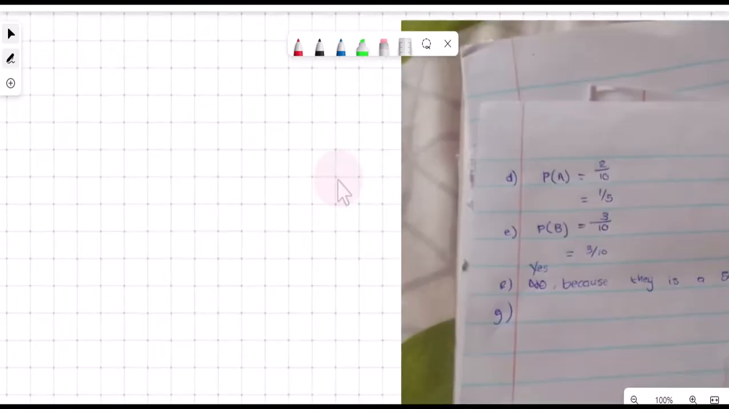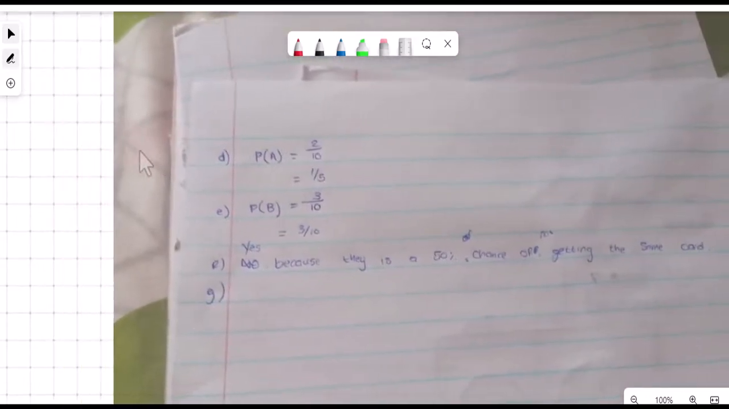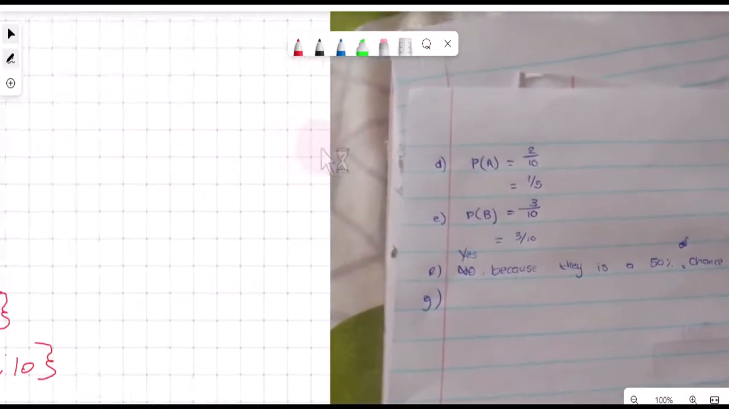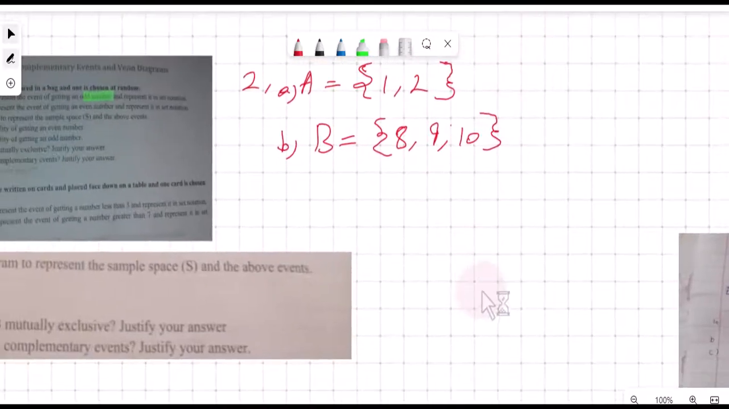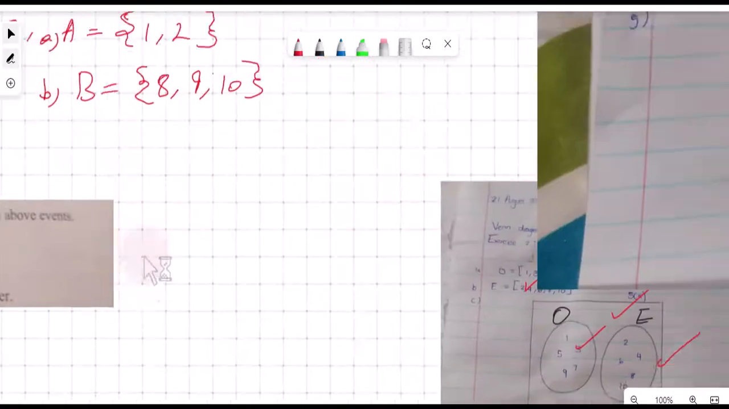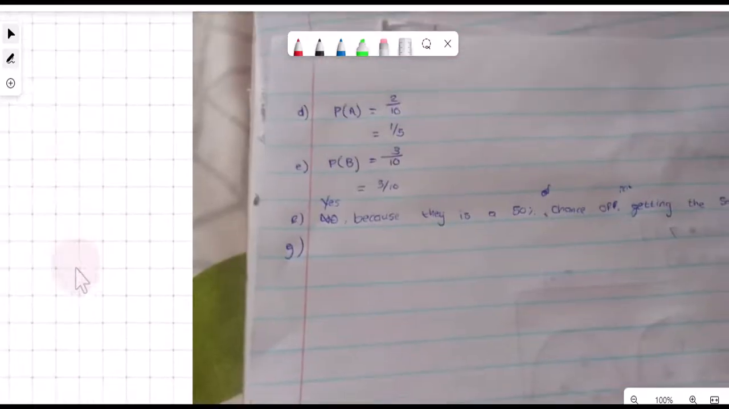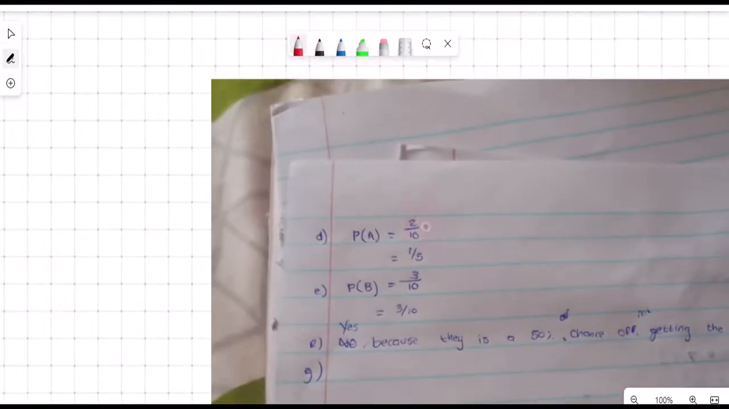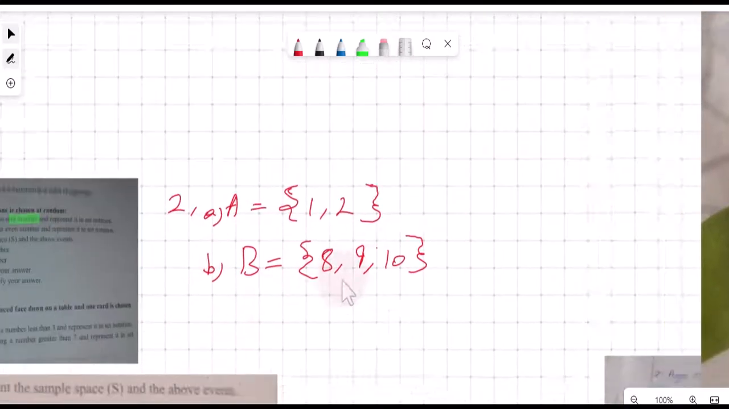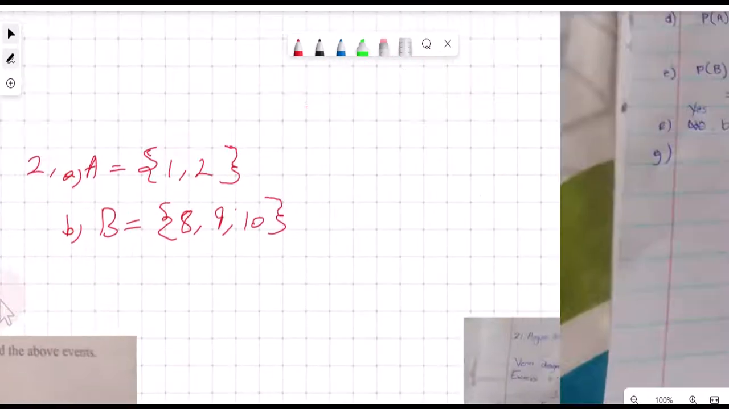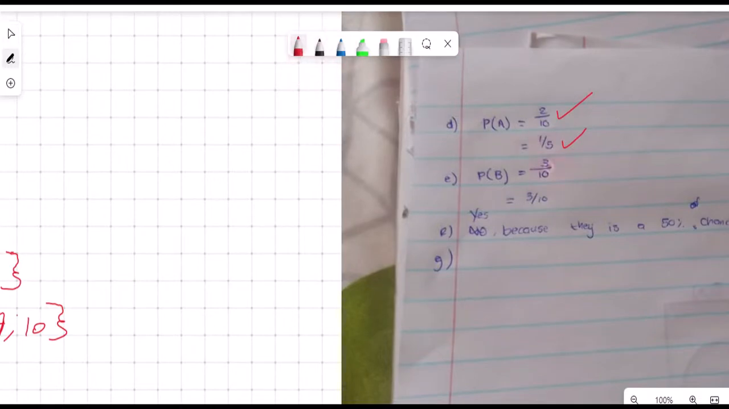Okay. Probability of A, there it is, 2 over 10. That's very good. This is very correct. There are two items in event A, and then in total we have 10. So this is correct. And then probability of B, 3 over 10. That's correct, very correct. I'm happy.